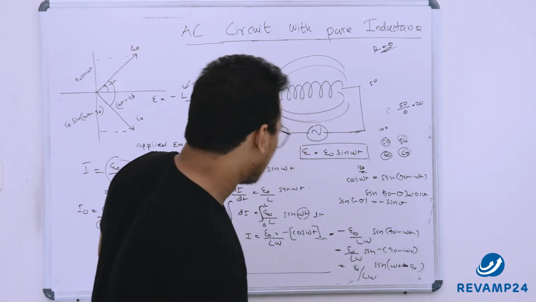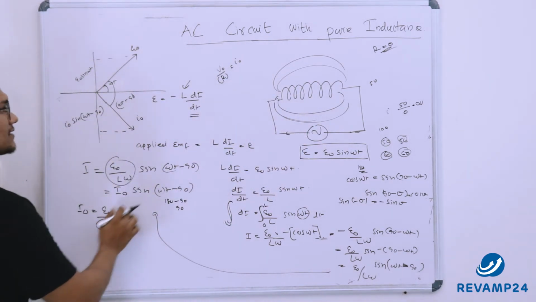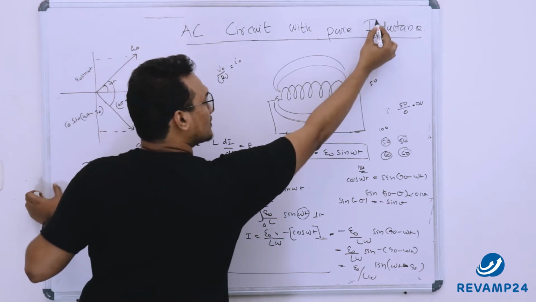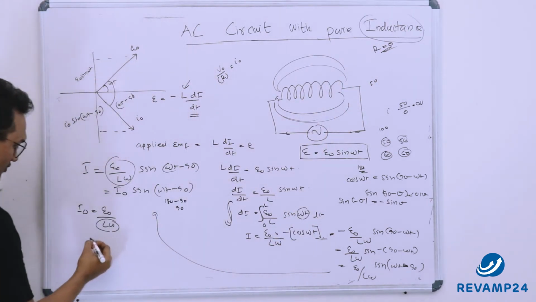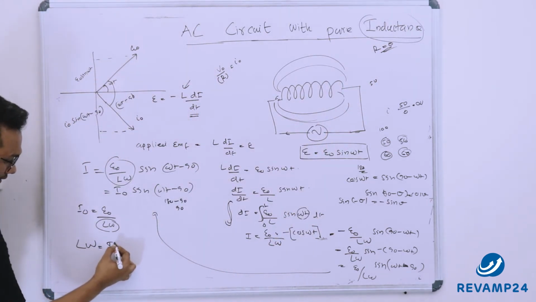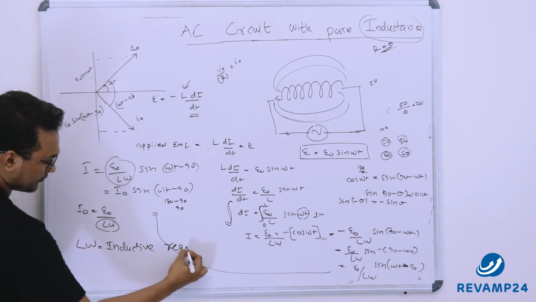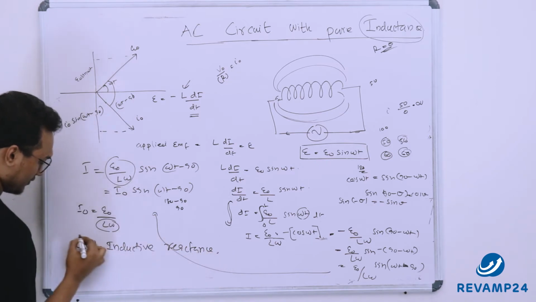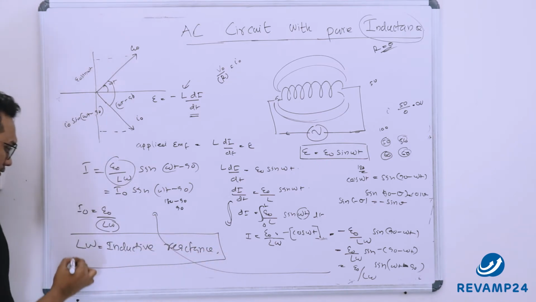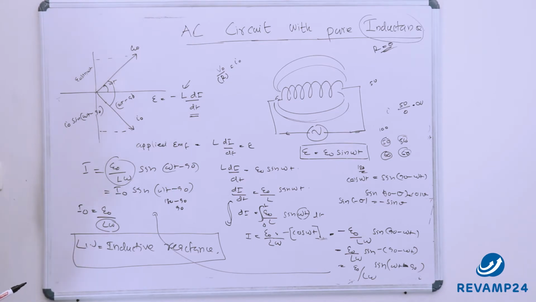Now there are different types of reactance. I am going to call it inductive reactance because it is associated with an inductor. So this L omega is inductive reactance. Very important this is. Okay. L omega is inductive reactance.